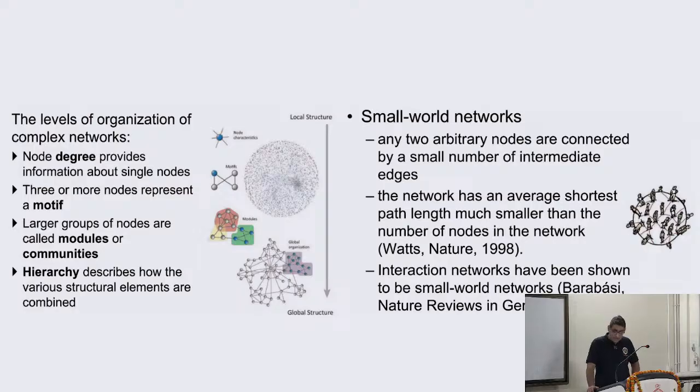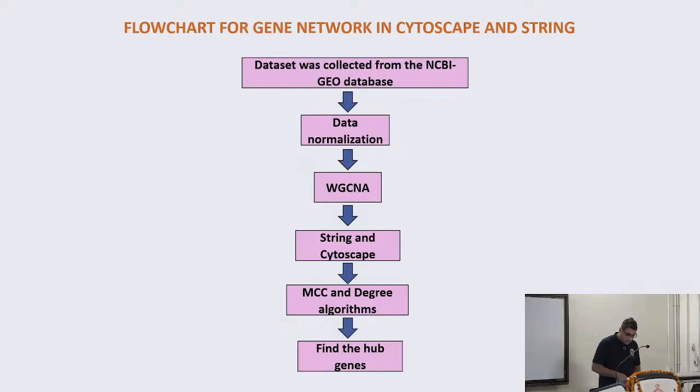Then small world network, you can see two arbitrary nodes are connected. Then the network has an average shortest path length. The paper I have referred to here was published in 1998. The interaction network has been shown to be a small network but is connected to another network for significant expression. Now the flow chart.